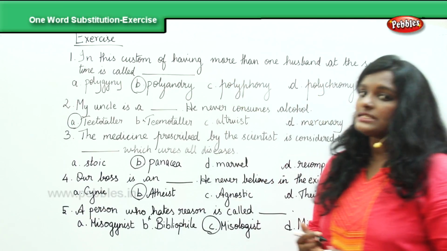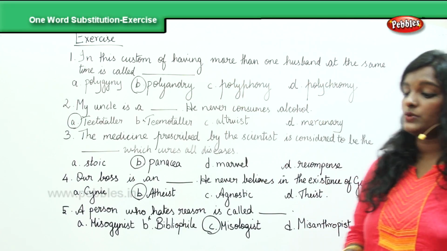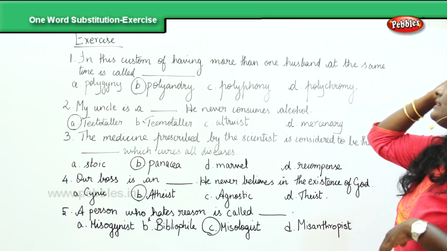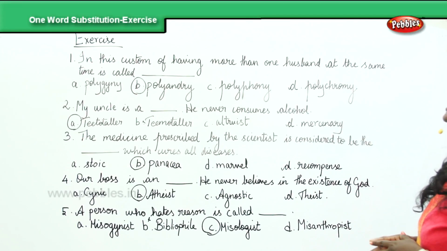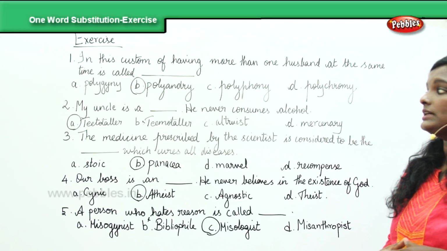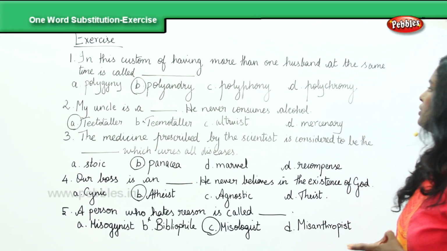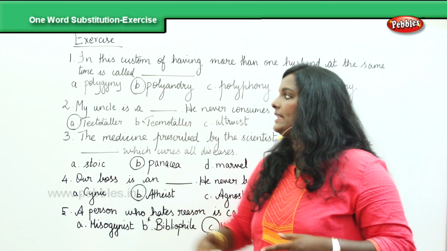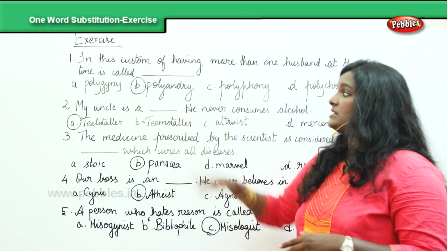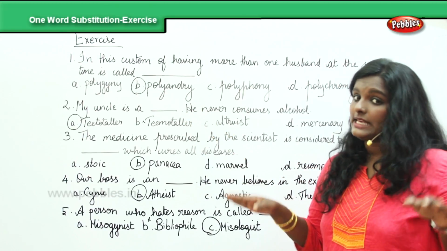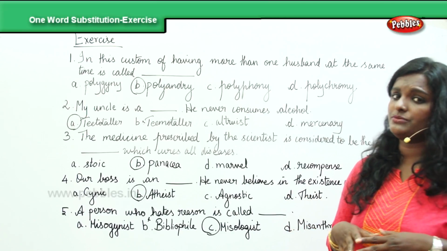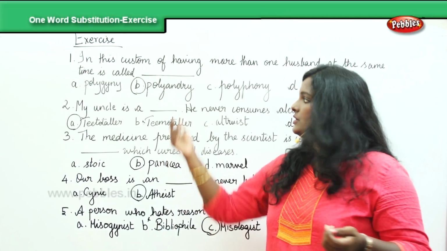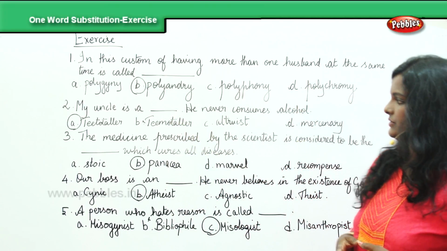I'm going to quickly take you through all the 5 exercises which we have discussed now once again. Moving on to the first sentence. The custom of having more than one husband at the same time is called polygyny, polyandry, polyphony, or polychromy. You need to know the meaning of all the 4 words. So polygyny is having more wives. Polyandry is having more husbands at the same time. Polyphony is related to music, and polychromy is again related to painting. So narrowing down to the answer, polyandry.